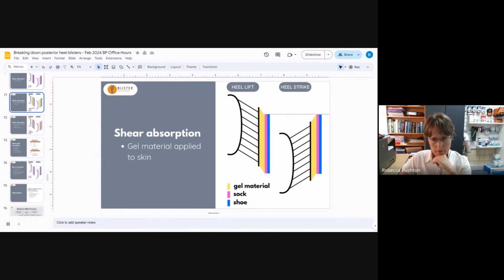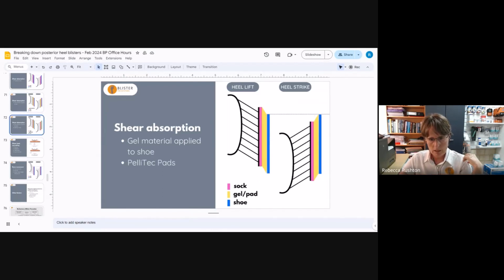If we look at a gel material, that's the yellow, this is the gel applied to the skin. So the skin and the gel remain in stationary contact. The gel and the sock remain in stationary contact. There's nothing moving relative to one another here, except because of the deformation that occurs within the gel, the skin is able to move in sync with the bone at an earlier moment in time, thereby reducing the magnitude of that shear deformation with every step.